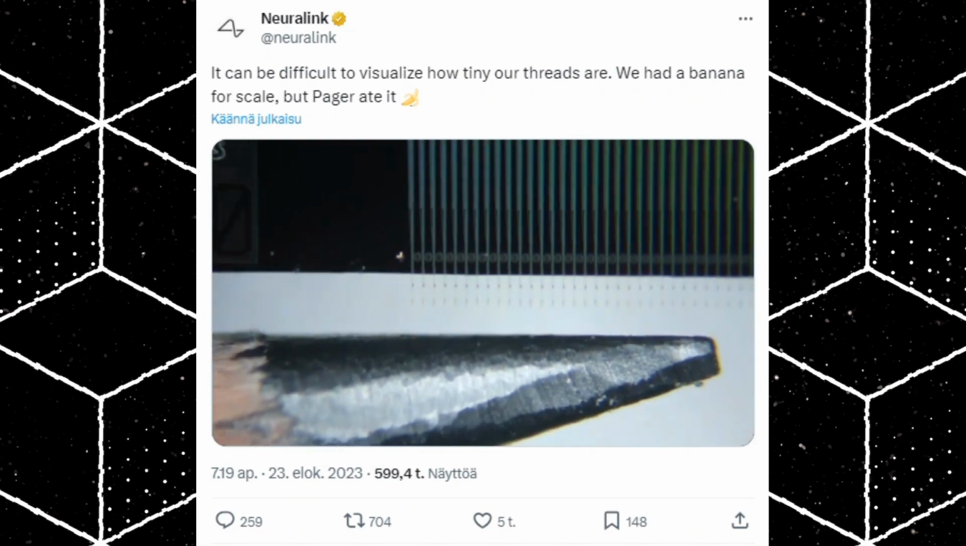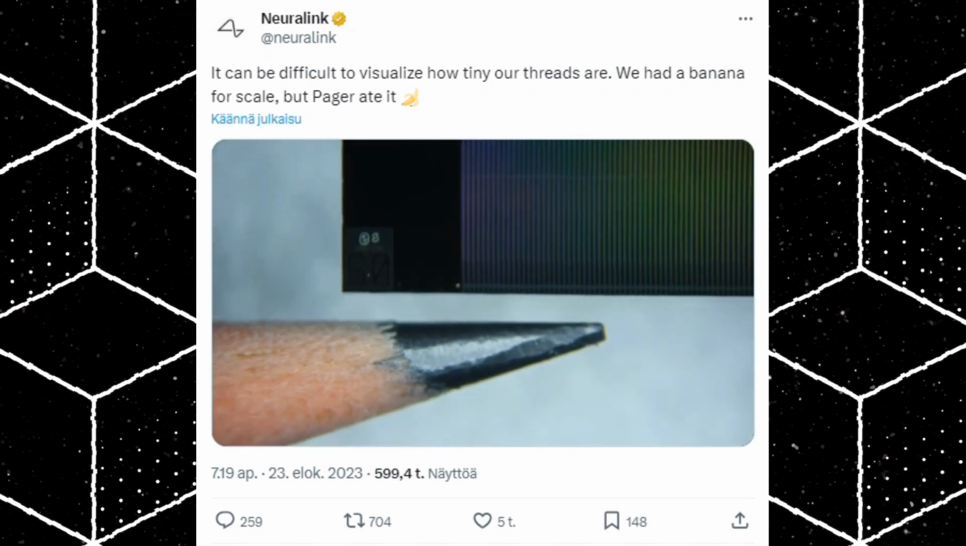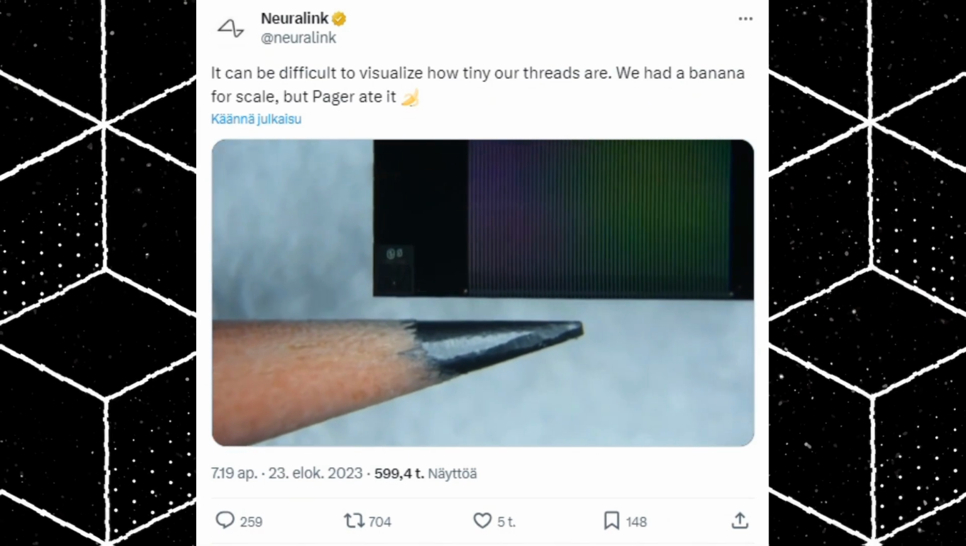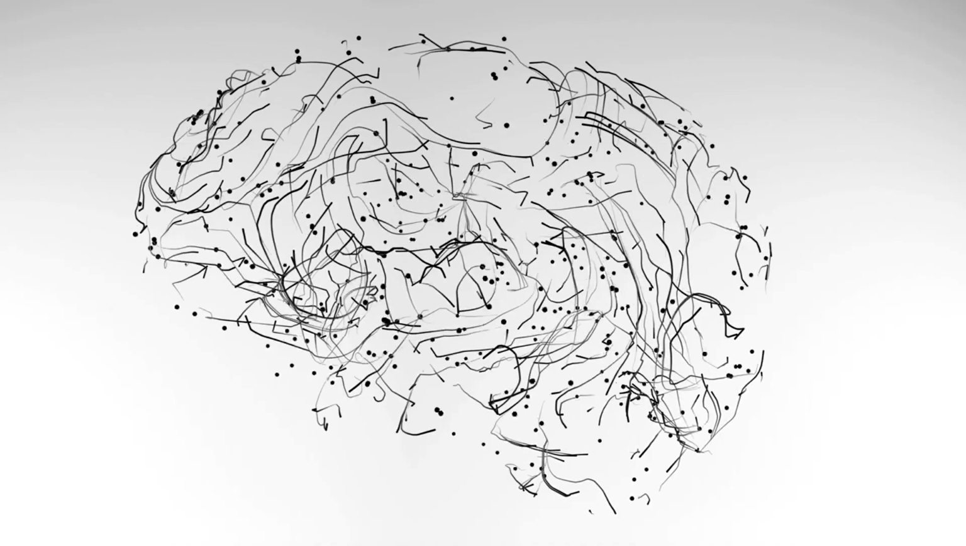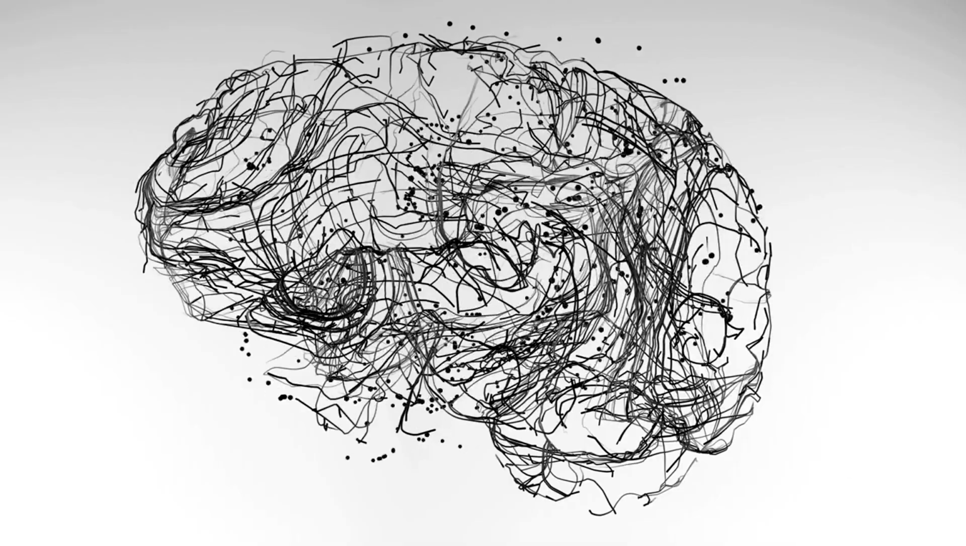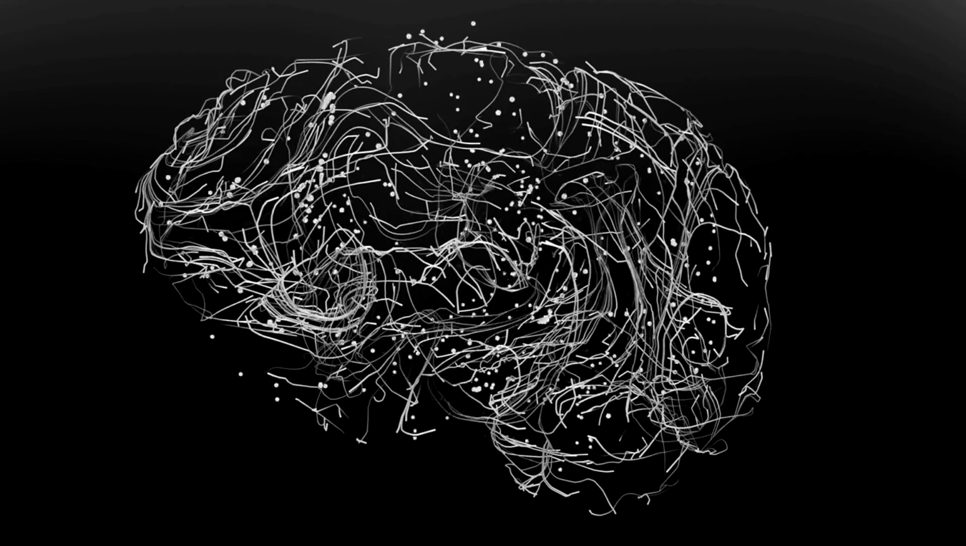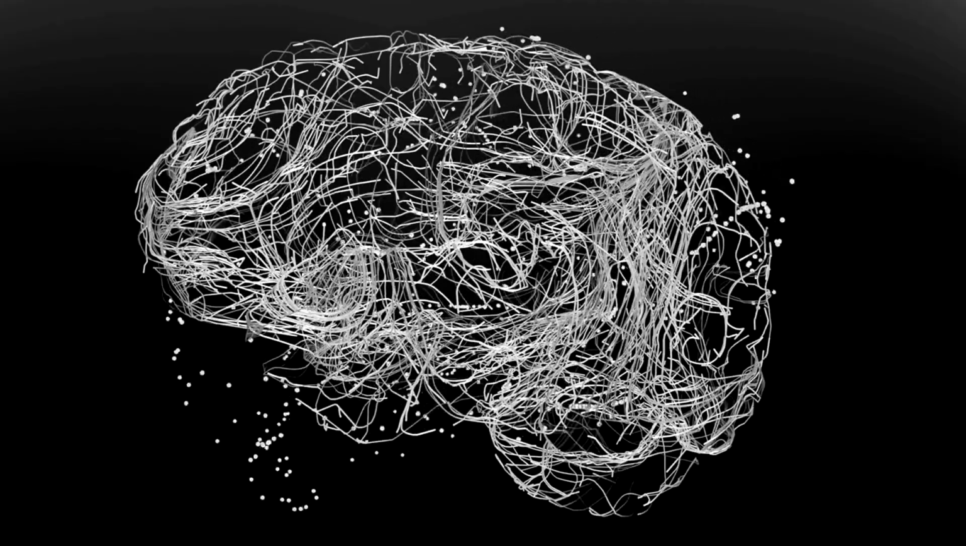Imagine tiny threads, thinner than a human hair, gently inserted into your brain. That's the core of Neuralink's technology. These threads contain hundreds of electrodes that act like super-sensitive microphones, picking up the electrical signals your brain cells fire when you think, move, or feel.